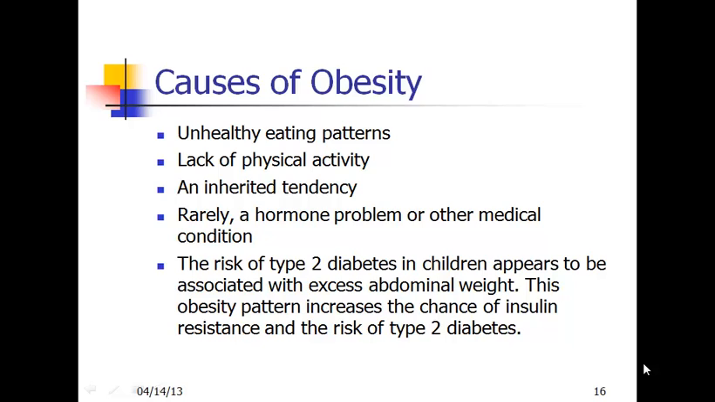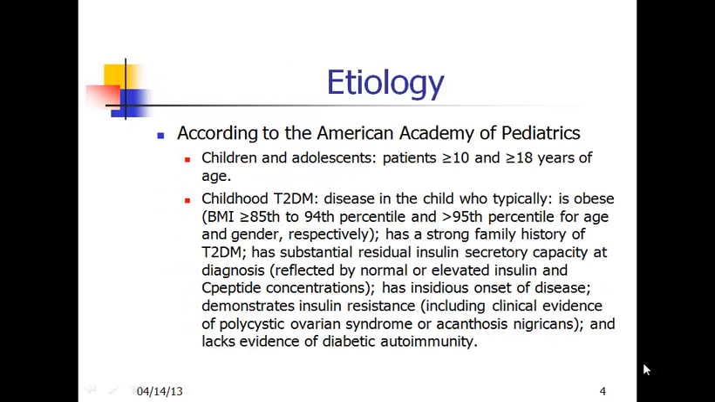The risk of type 2 diabetes in children appears to be associated with excess abdominal weight. This obesity pattern increases the chance of insulin resistance and the risk of type 2 diabetes. According to the American Academy of Pediatrics, children and adolescents, which are defined as patients under 10 and under 18, respectively, have an increased risk for type 2 diabetes because of obesity, strong familial history of type 2 diabetes, substantial residual insulin secretory capacity at diagnosis, and insidious onset of disease, demonstrating insulin resistance and lacking evidence of diabetic autoimmunity.